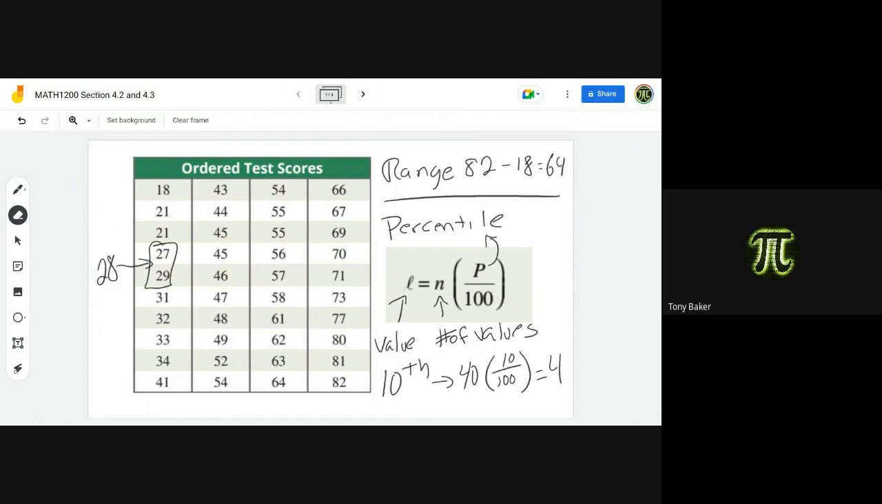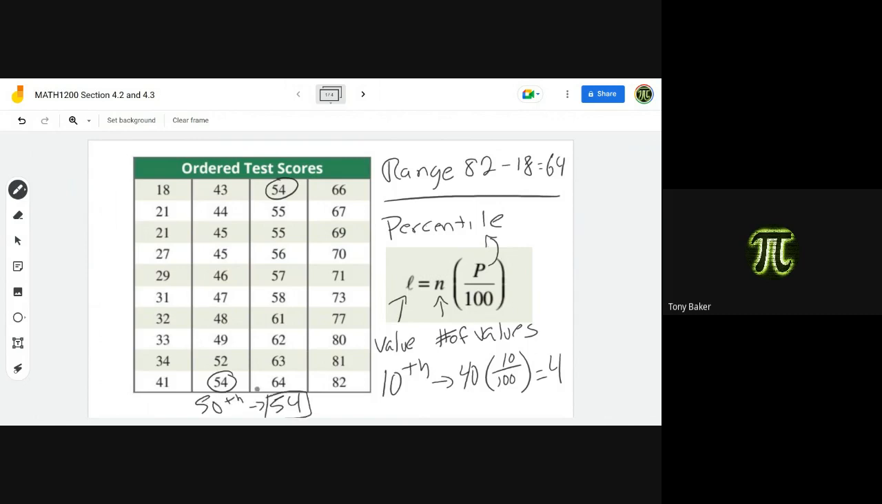What if I wanted to find the 50th percentile? What's the 50th percentile? It's going to be 40 times 50 over 100, right? Which would be 20. So I'm going to look at the 20th and the 21st numbers. So 54 and 54 is the same thing. So my 50th percentile is 54.